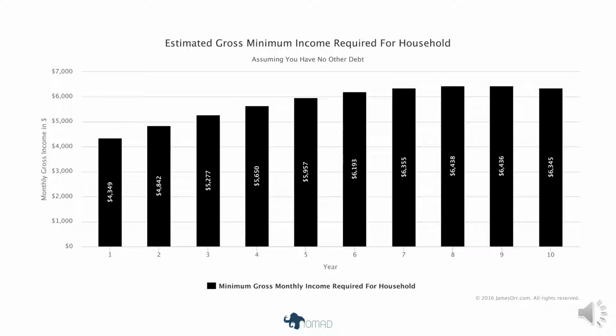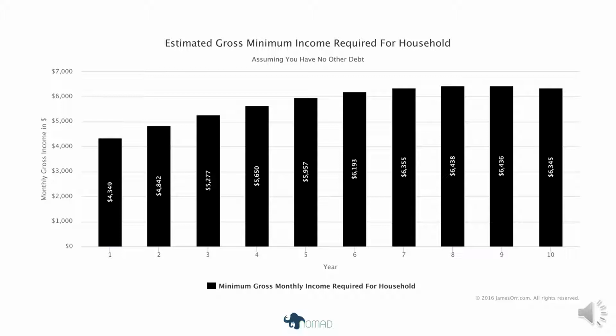In year one, assuming you have no other debt, and if you have more debt you need money in addition to this to cover it, this is the gross income you would need to qualify for buying the house, along with the other properties you own in later years. So in year one, you would need about $4,349 per month household, not per spouse. If it's you and your spouse doing Nomad, between the both of you, you would need to make about $4,400 per month. Gross, not take home.